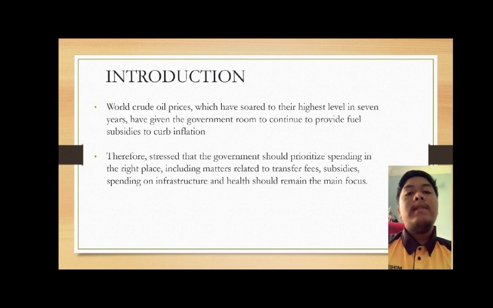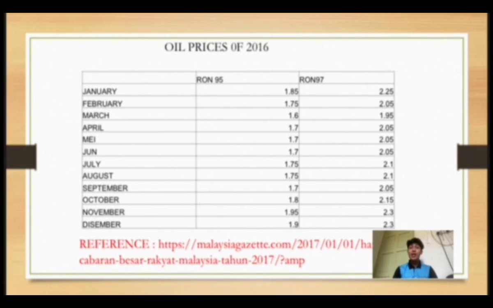Therefore, stress that the government should prioritize spending in the right place, including matters related to transfer fees, subsidies, spending on infrastructure, and health should remain the main focus. This is our title that we want to present, which is oil price in 2016. You can see the oil price in 2016 for RON 95 and RON 97 from January to December.